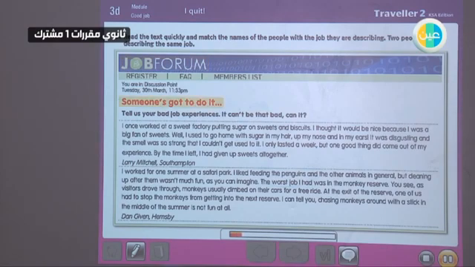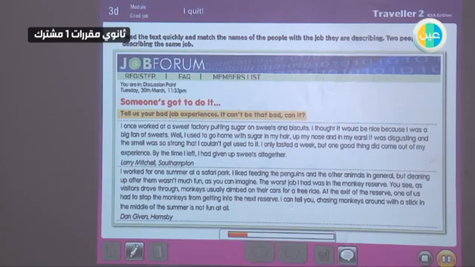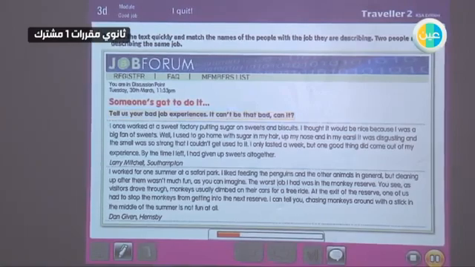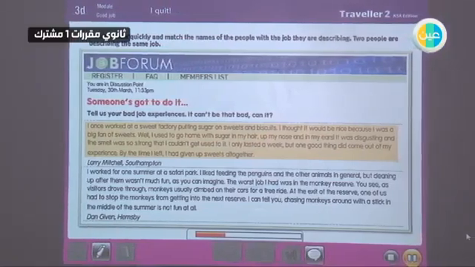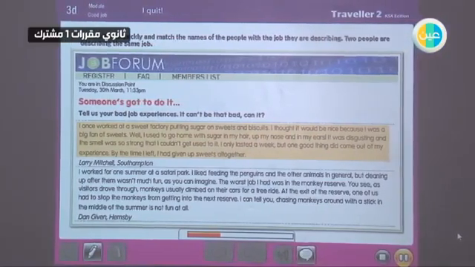Job 4. Someone's got to do it. Tell us your bad job experiences. It can't be that bad, can it? I once worked at a sweet factory, putting sugar on sweets and biscuits. I thought it would be nice because I was a big fan of sweets. Well, I used to go home with sugar in my hair, up my nose and in my ears. It was disgusting, and the smell was so strong that I couldn't get used to it. I only lasted a week, but one good thing did come out of my experience. By the time I left, I had given up sweets altogether. Larry Mitchell, Southampton.